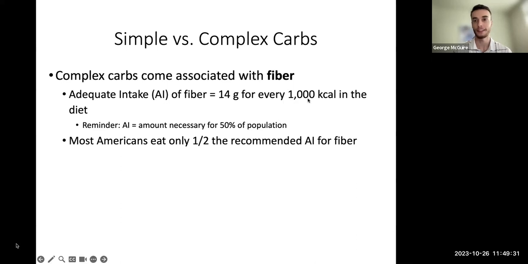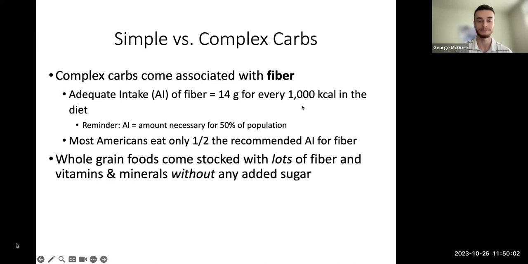And this is a mark that a very small proportion of the population in America is reaching. In fact, most Americans are eating only half of that amount. And again, this is just the adequate intake. This isn't the RDA, which would account for 95% of the population. This is just the adequate intake, which accounts for 50% of the population. So there's a very low proportion of our population that is getting the recommended amounts of fiber in their diets in order to promote their health.